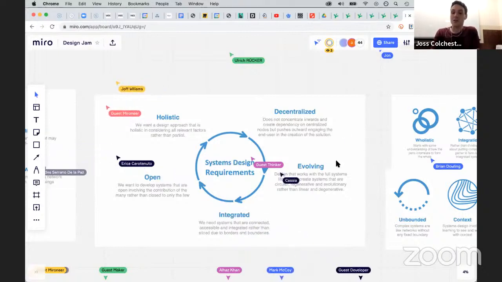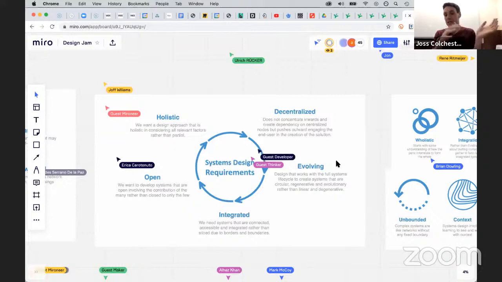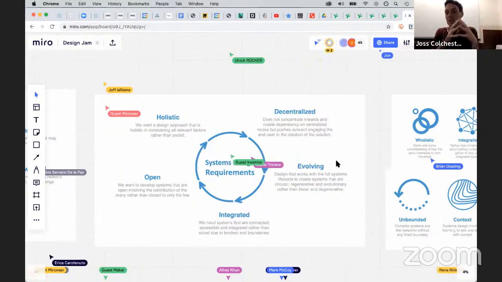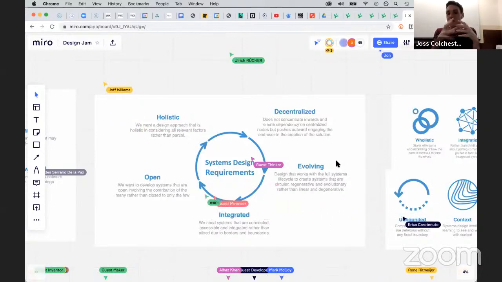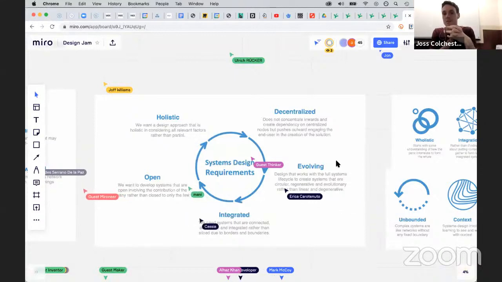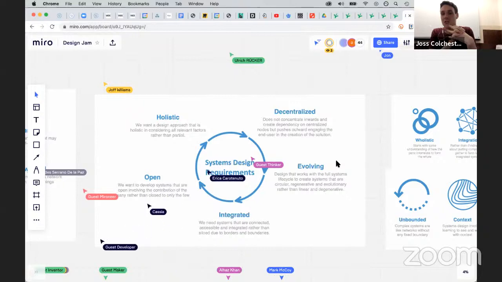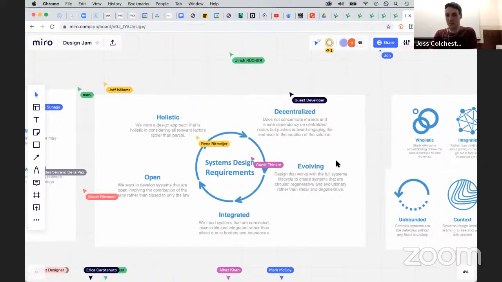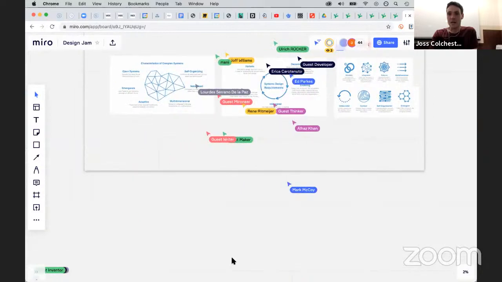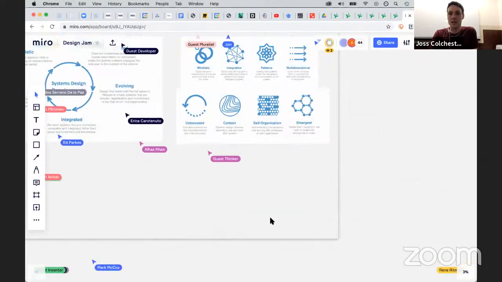They don't evolve, they don't really adapt very much, and they're kind of degenerative in a certain sense. Come back 10 years later and the building you built won't look as good as when you first built it. But we know self-organizing living systems can adapt and evolve and regenerate themselves over time. How could we actually work with that? Decentralized: does not concentrate inwards and create dependency upon centralized nodes, but pushes outwards, engaging the end user in the creation of the solution. We talked quite a bit about many of these things before: user-generated systems, holism, networks, and so forth. Today we're going to explore these 8 different principles.